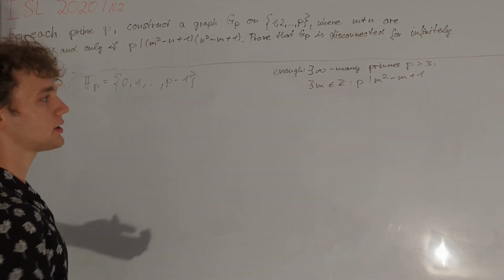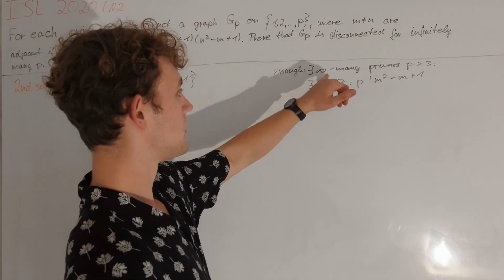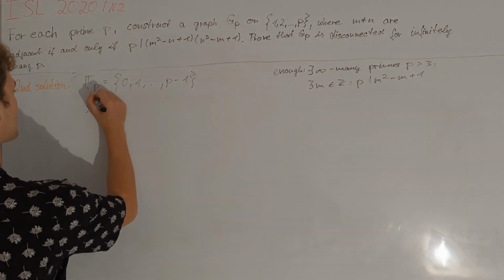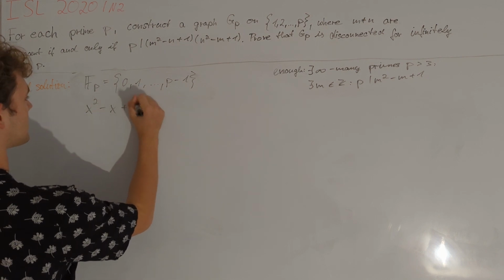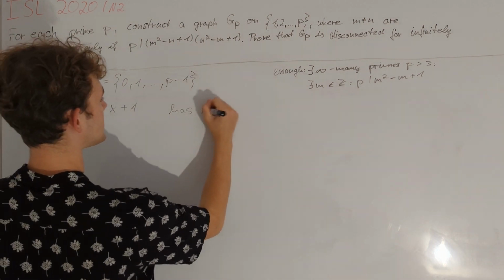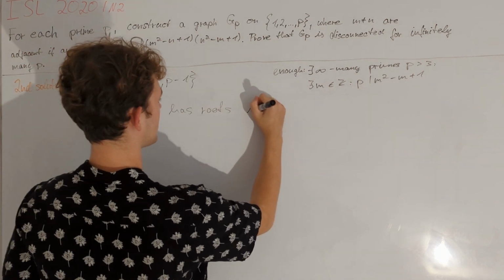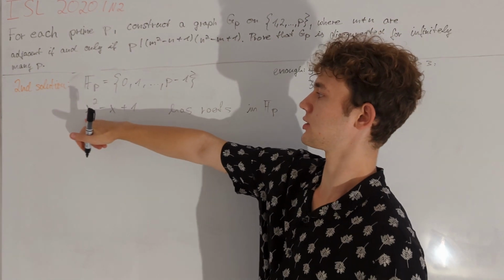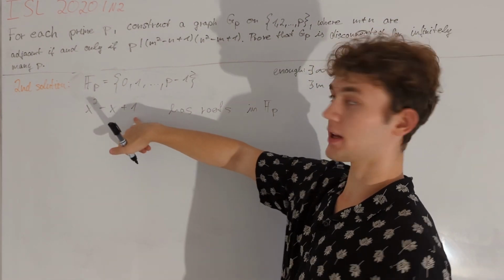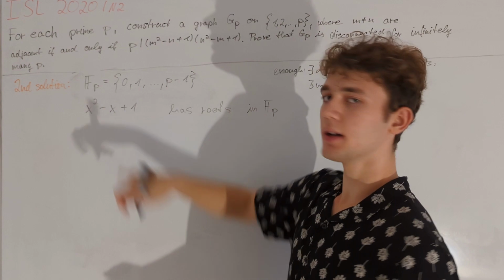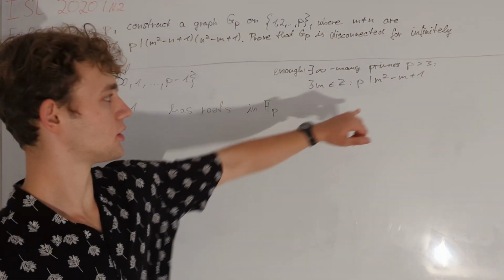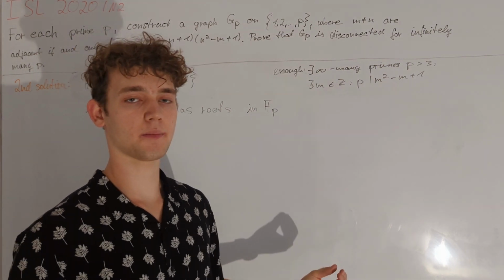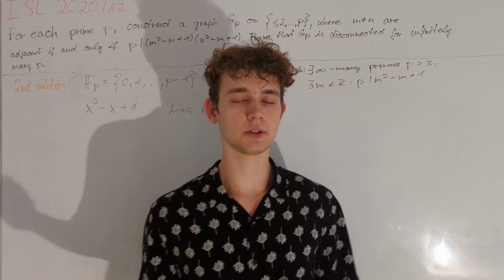Now, the question becomes whether there are infinitely many primes p such that this polynomial x squared minus x plus 1 has roots in Fp. Because we see that if we can find an element x of Fp such that this polynomial evaluated at x is equal to 0 in Fp, then the corresponding integer m must also satisfy this condition by the definition of Fp. So what do we do to find the roots of a polynomial?